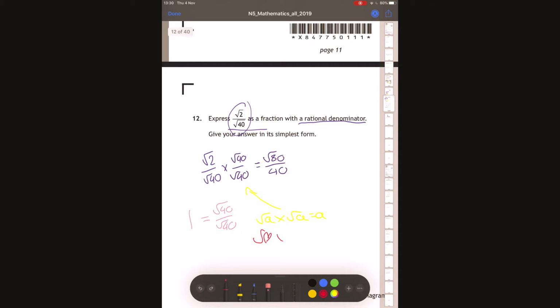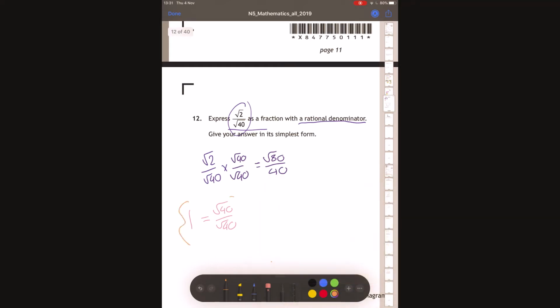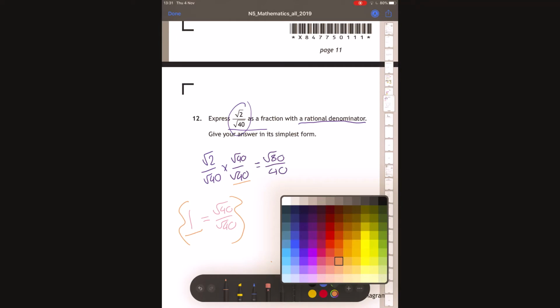Get the gist? So, let me just delete this. That's what I've done on the bottom here. And then, linking back to this, we're just multiplying it by 1, so it's the same thing. That's why we do root 40 on the bottom, and then because we want to multiply by 1, the top needs to be the same as the bottom. So that's why we do that.